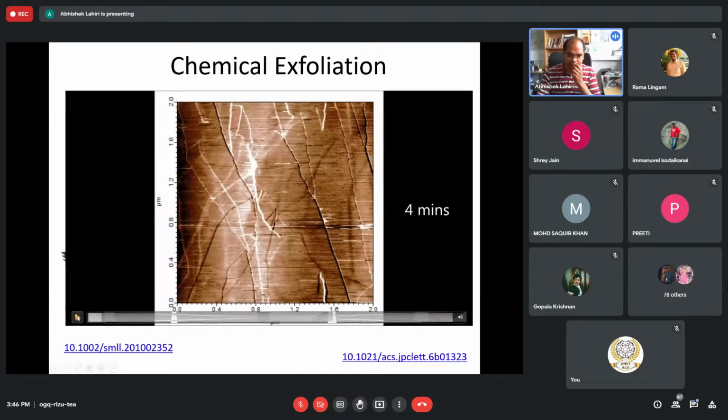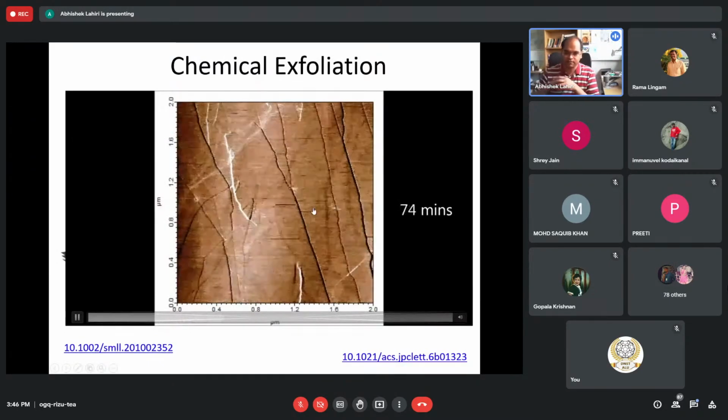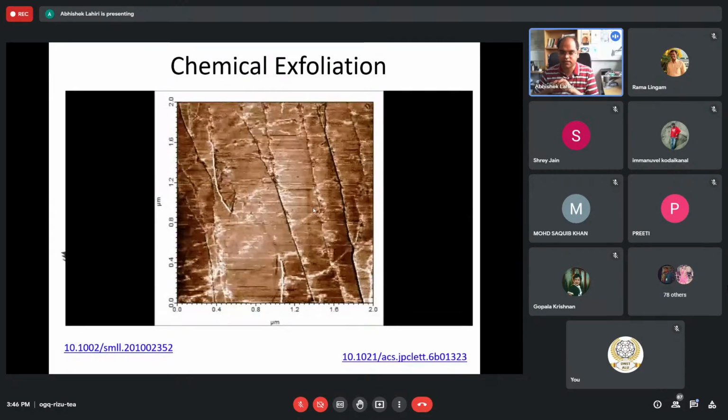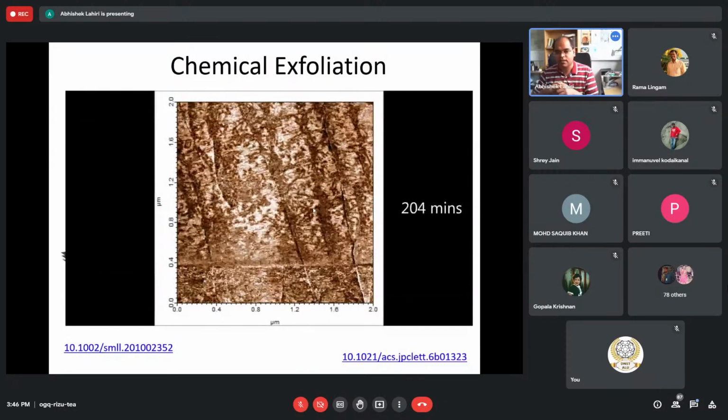Let's see the video again. You can see the lines become much more prominent. That means you're removing quite a lot of material. And now you're going to start changing the morphology of the surface. It becomes a very, very rough surface after about 2 hours of the reaction. And after 3 hours of the reaction, you basically do not recognize the initial surface. So what you have done is basically chemically exfoliated the graphite surface, or the highly oriented pyrolytic graphite, known as HOPG. You have exfoliated that to form various graphene materials.